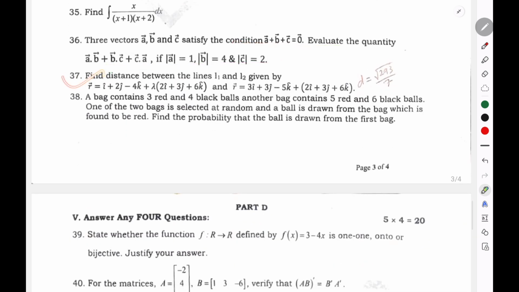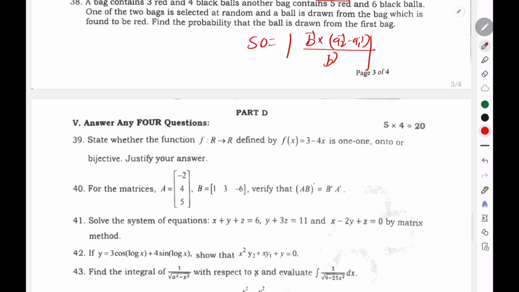Find the shortest distance. Shortest distance, what is the formula? You can see 2, 3, 6 and 2, 3, 6. They are parallel lines. So the shortest distance formula for parallel lines will be the magnitude of B cross (A2 minus A1) upon the magnitude of the B vector. This is your A1 vector. This is your A2 vector, and they are parallel vectors. So this is your B vector. Put in the formula, we will get the answer.